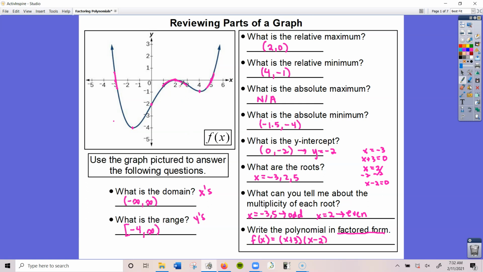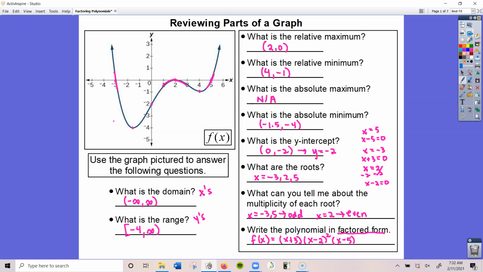Now, keeping in mind that we said that here it has an even multiplicity, I'm going to raise it to the exponent of 2. And finally, for x is equal to 5, in order to make this equal to 0, I would have to subtract the 5. So x minus 5 is equal to 0. And that would be my last factor. Again, this has an odd multiplicity, so I'm just going to leave it with an exponent of 1.